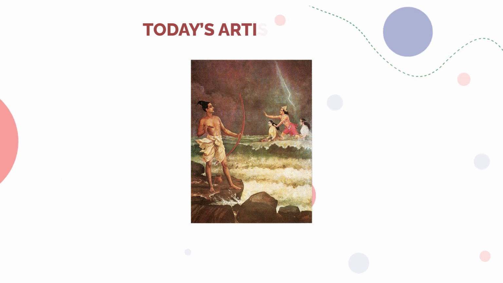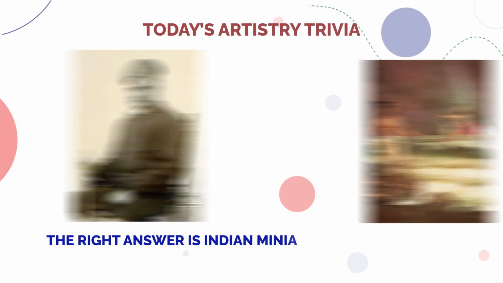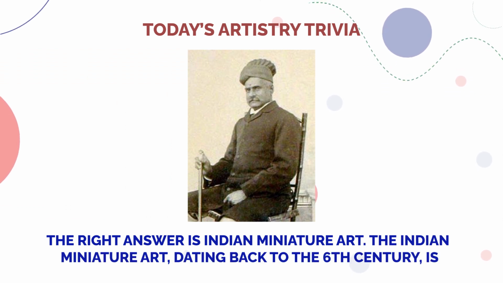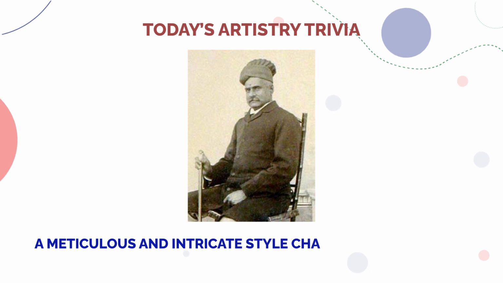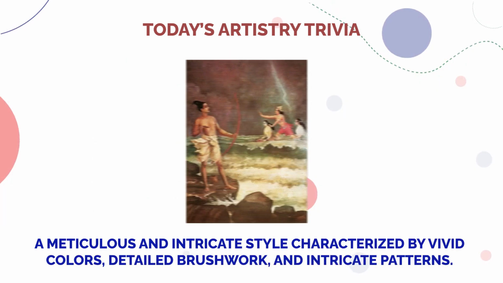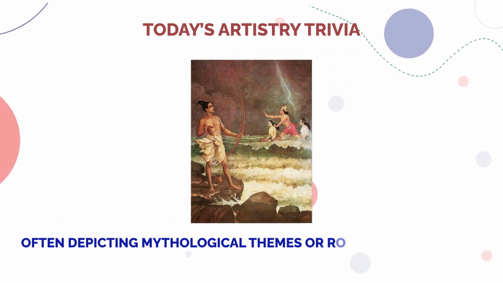Now coming back to our artistry trivia question. The right answer is Raja Ravi Varma. Shri Rama vanquishing the sea is a famous painting by the Indian master Raja Ravi Varma that depicts Varuna, the lord of ocean, pacifying Shri Rama, angered at the intransigence of the sea to give way to enter Lanka.